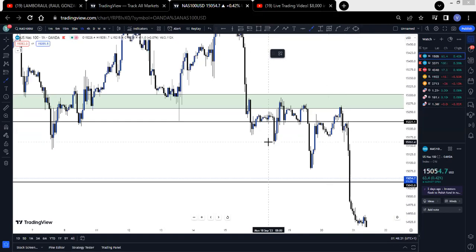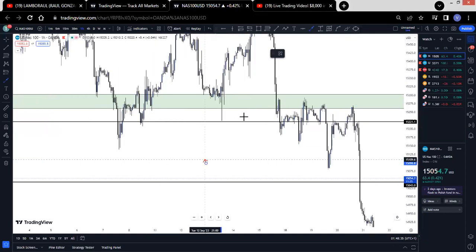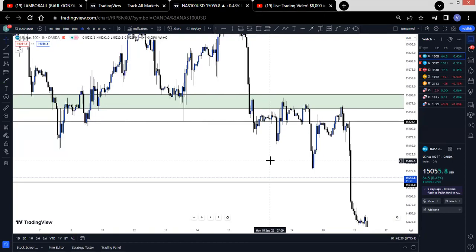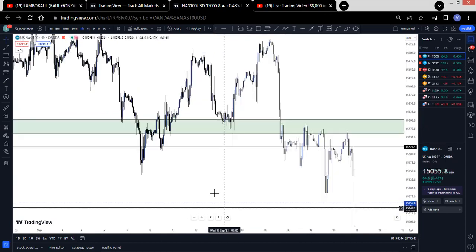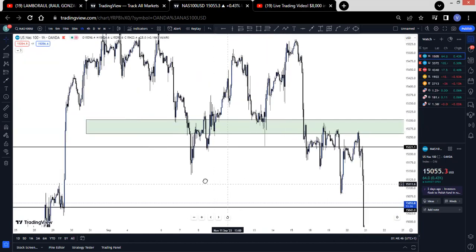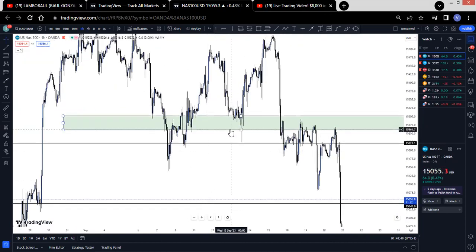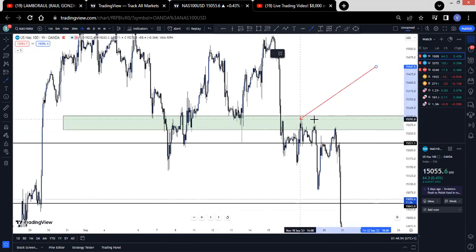So first thing you want to look out for is where price is trading at and what you're looking to do, if you're looking to buy or you're looking to sell. So right now we can see that we have a level, a zone that was previously drawn out. And price at this point, now we're looking at the sell side of things.